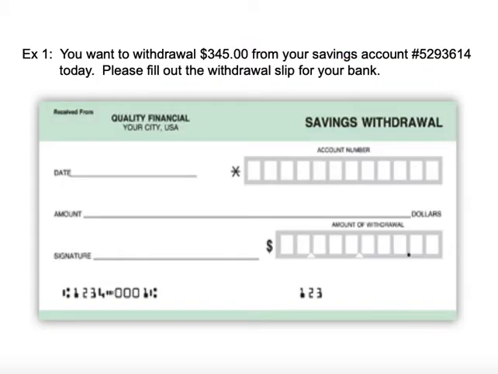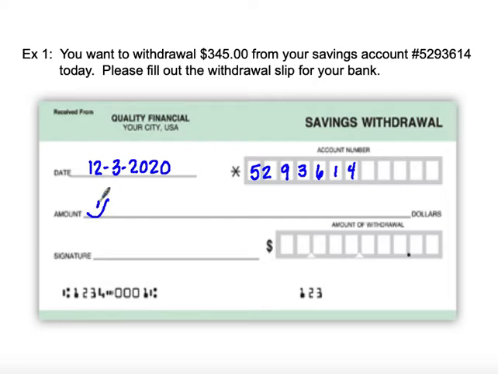So let's look at what a withdrawal slip looks like. Here's our example of our withdrawal slip. It says you want to withdraw $345 from your savings account. Please fill out the withdrawal slip from your bank. So I'm going to write the date. Today is December 3rd, 2020. And we're going from account number 5293614. And we're going to withdraw 345.